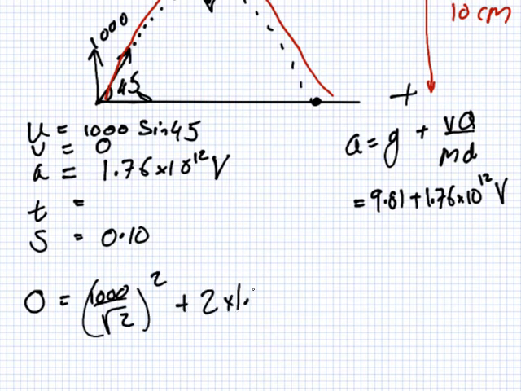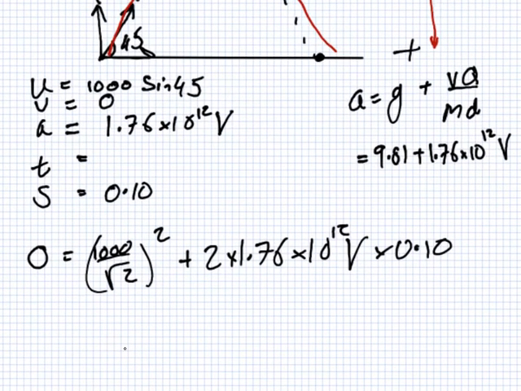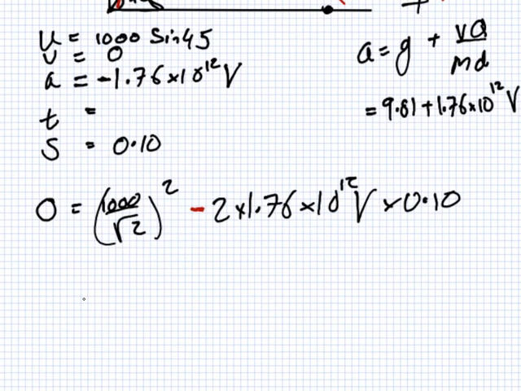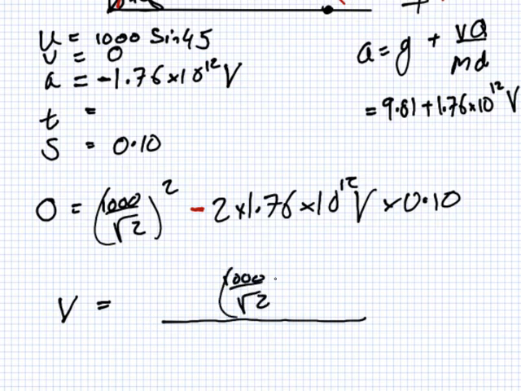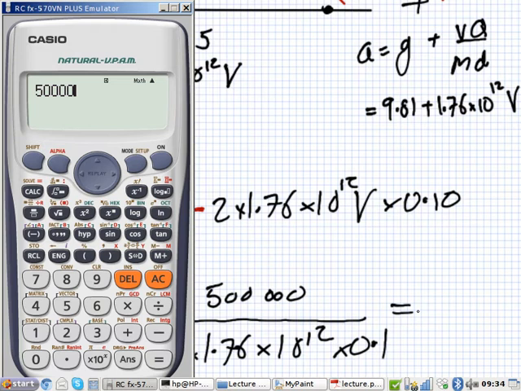So you get V squared equals U squared plus 2AS. So rearranging that, yeah, sorry, it's a negative because it's going down, thankfully. So I get V will equal, big fraction, 1,000 over root 2 squared, which obviously is going to be 1,000, a million over 2, which is 500,000, divided by 2 times 1.76 times 10 to the 12 times 0.1 equals.